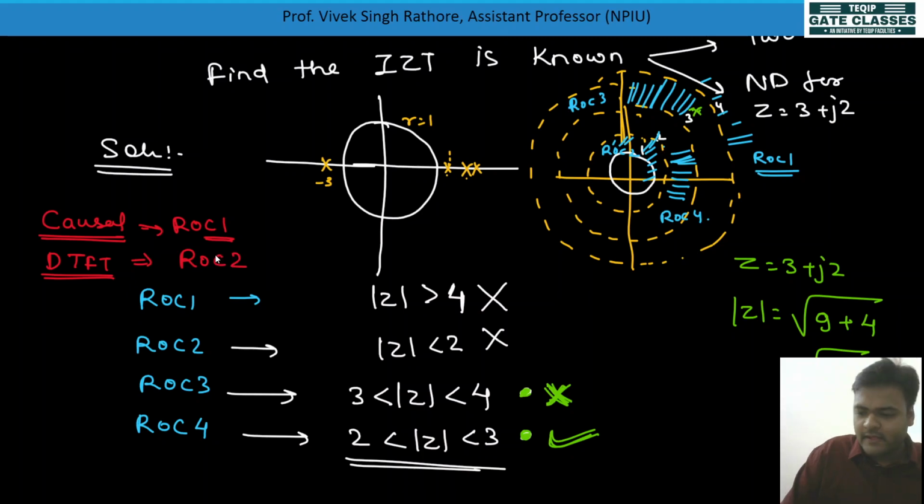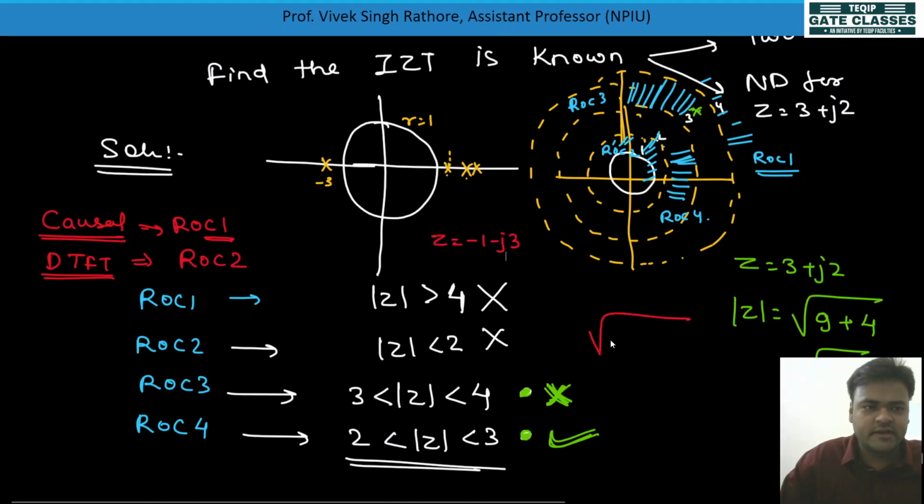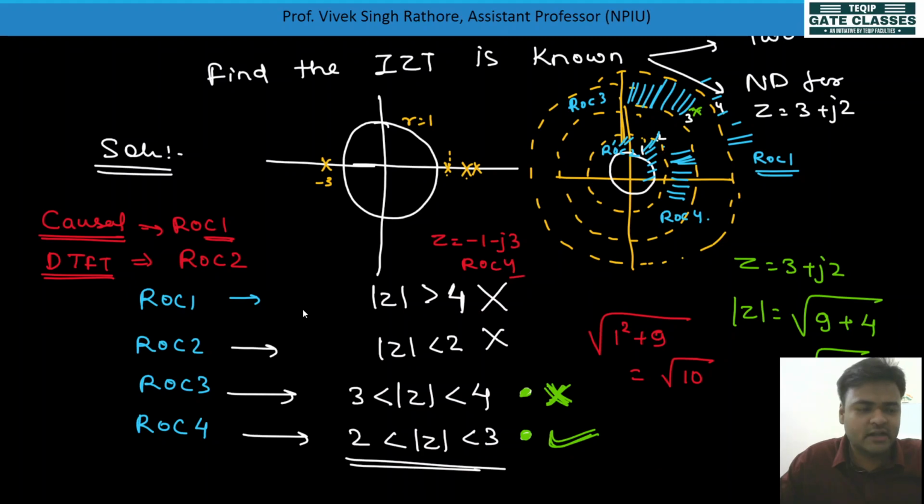If I tell you to say that the inverse transform is defined for Z is equal to -1 minus j3, then -1 minus j3 gives 1 square plus 3 square, 9, so it will be under root of 10. So it will be more than 3 and less than 4. Again more than 3 less than 4. So again we'll take ROC number 4. And then if you are asked which inverse Z transform will be taken if your impulse response represents anti-causal.